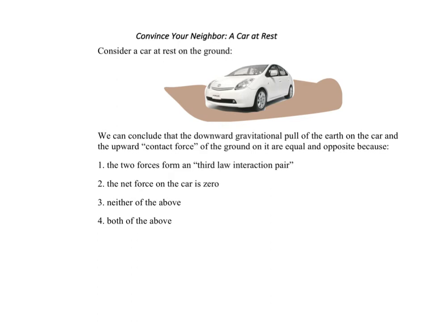Okay, we're back. Well, before I give you my answer, let me give you some reasoning here. I want to write down the statement that's written here in terms of the notation that we just developed. So we conclude that the downward gravitational pull of the Earth on the car. I want to write that in terms of a force with two subscripts. So the downward gravitational, it's the force of gravity on the car.